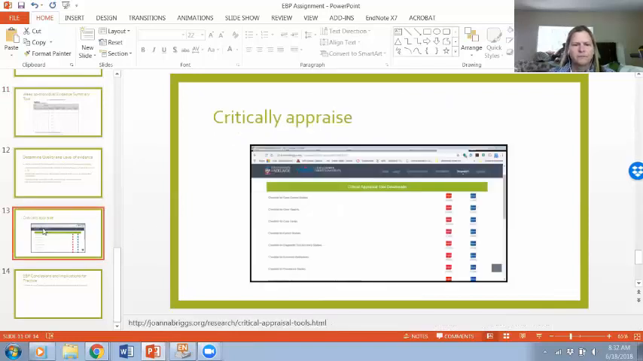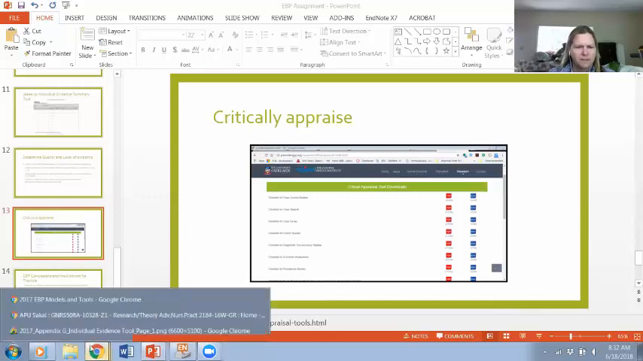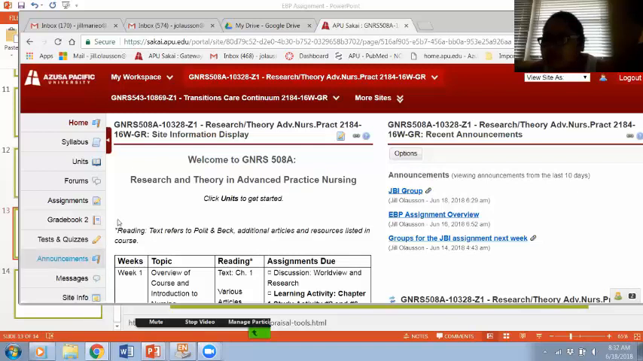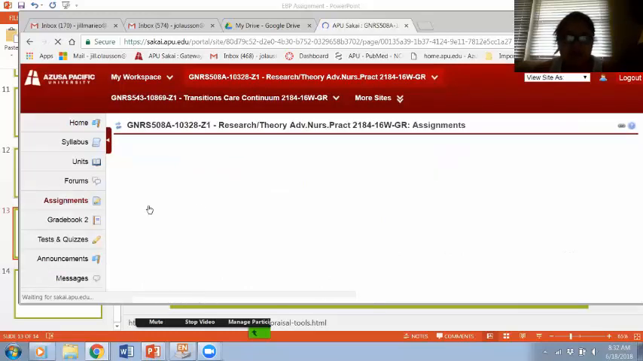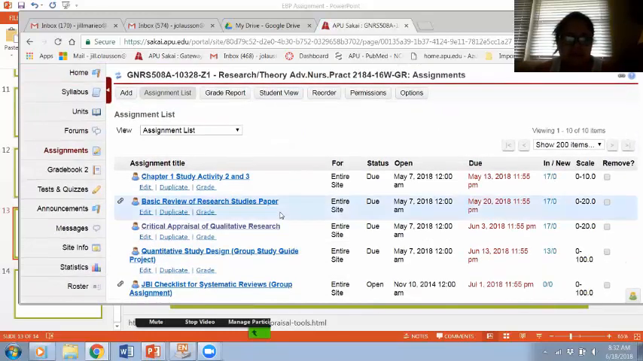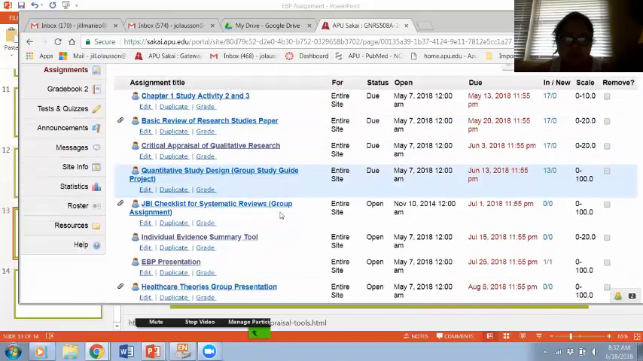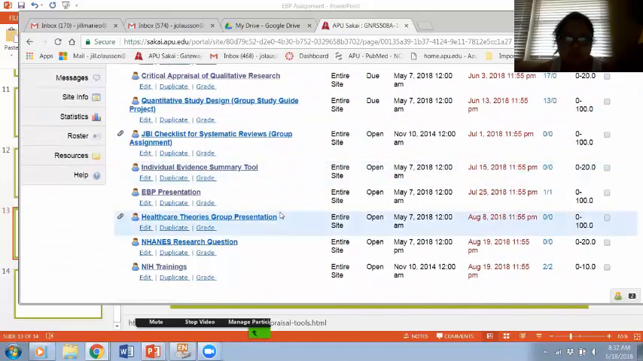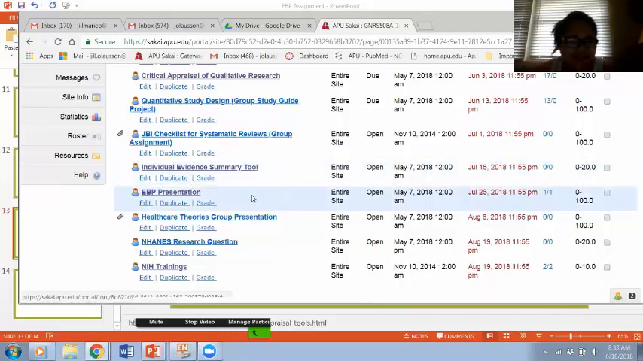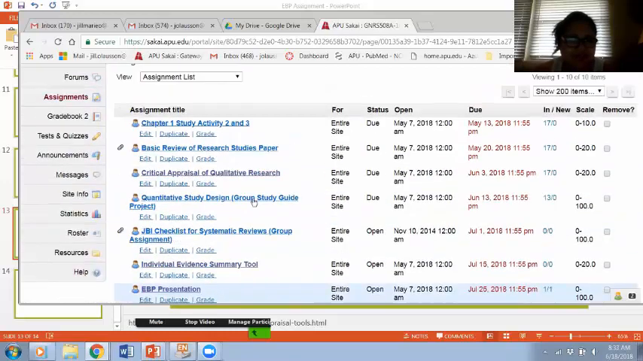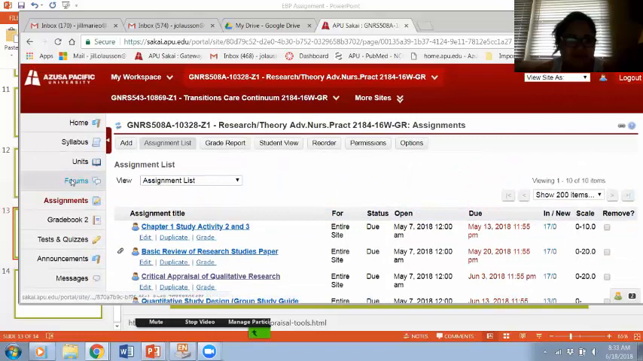So let's go to Sakai. Will that be part of our EBP assignment, like one slide? Yes. So assignments, make sure I don't have anyone's grade showing here. It must be a discussion forum.